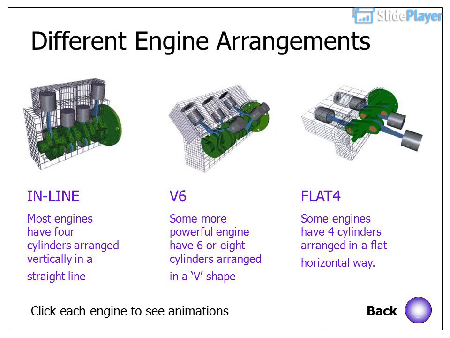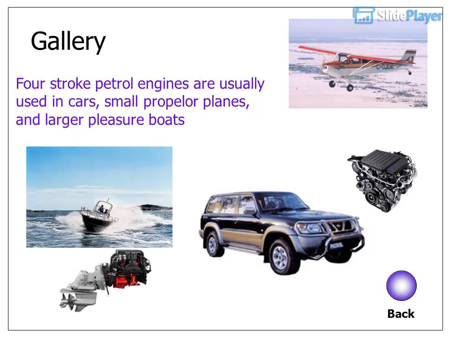Different engine arrangements. Inline. Most engines have 4 cylinders arranged vertically in a straight line. V6. Some more powerful engines have 6 or 8 cylinders arranged in a V shape. Flat 4. Some engines have 4 cylinders arranged in a flat horizontal way. Click each engine to see animations. Back. Gallery. 4-stroke petrol engines are usually used in cars, small propeller planes, and larger pleasure boats.